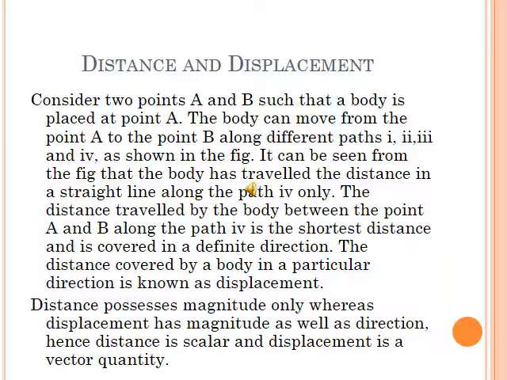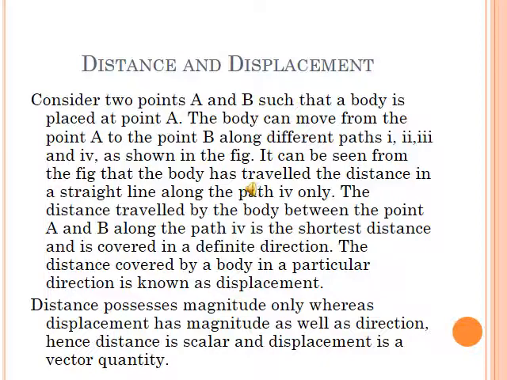Consider 2 points A and B such that a body is placed at point A. The body can move from point A to B along different paths 1, 2, 3 and 4 as shown in the figure. It can be seen from the figure that the body has travelled the distance in a straight line along the path 4th only. The distance travelled by the body between the point A and B along the path 4th is the shortest distance and is covered in a definite direction.